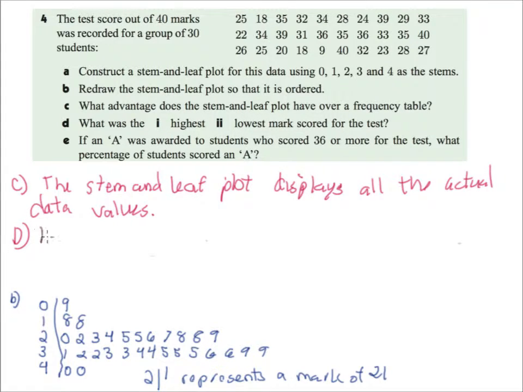D, what is the highest score? Well, that would be our maximum value, and we can easily see that from our stem plot as 40. And our minimum, also from our stem plot, is easy to see is 9.